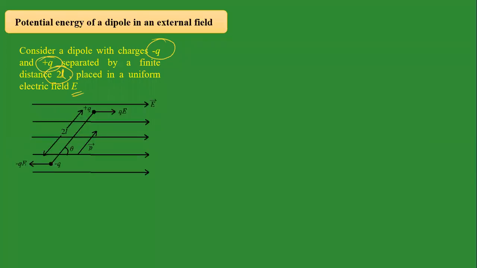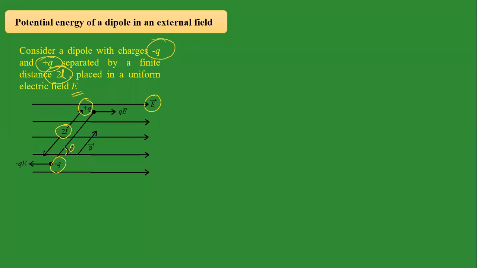So this is the diagram. You can see in the diagram two charges. This is plus q charge, this is minus q charge. They are separated by some finite distance 2l. And this is the electric field intensity. So this dipole is making some angle theta with the direction of electric intensity. So this is theta.